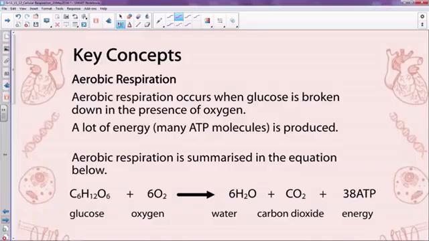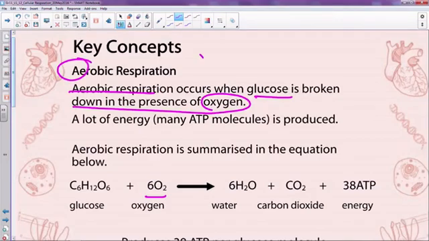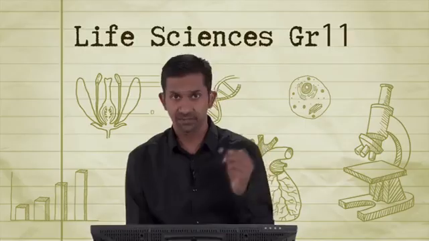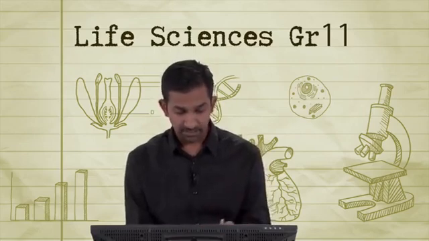Let's look at the key concept around what aerobic respiration is. What we need to understand is that respiration is a process of utilizing oxygen and producing energy. Aerobic respiration occurs when glucose is broken down in the presence of oxygen, and that's fundamentally important to understand, where oxygen is needed. We will look at anaerobic respiration, which is respiration that occurs in the absence of oxygen. A lot of energy, many ATP molecules, is produced in this process.